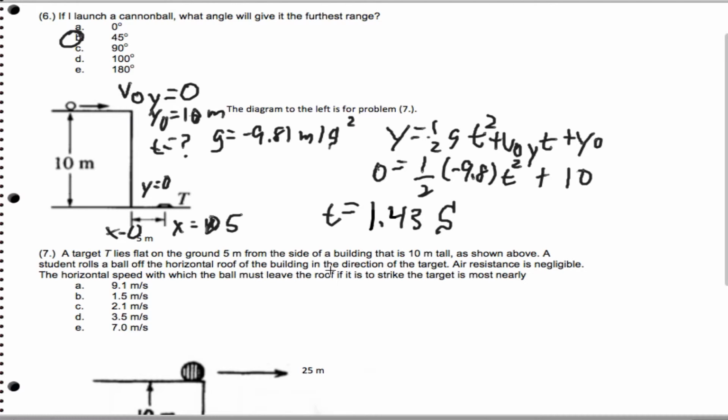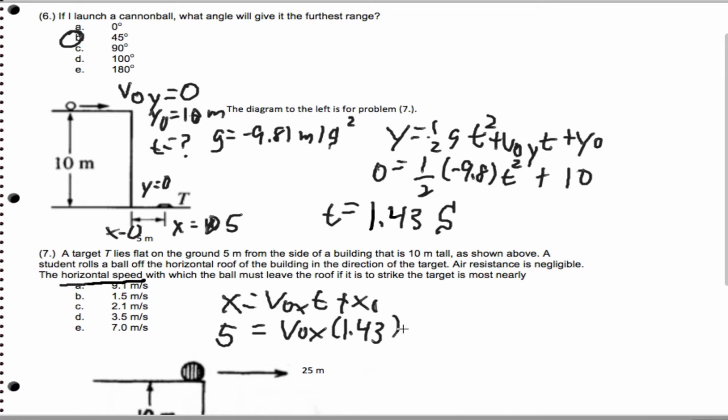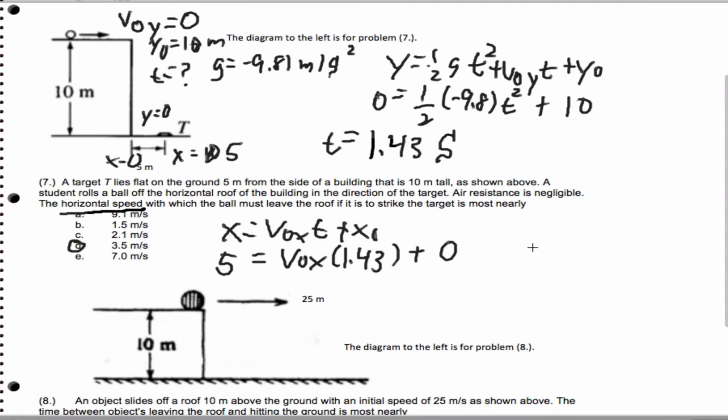Now let me go ahead and take a proper look at what problem 7 asks us. They want to know the horizontal speed with which the ball leaves the roof to strike the target. So I'm going to use x equals v naught x t plus x naught, or 5 equals v naught x times 1.43 plus 0. When I simplify that, I end up getting 3.5 meters per second. Let me just double check that. Indeed.